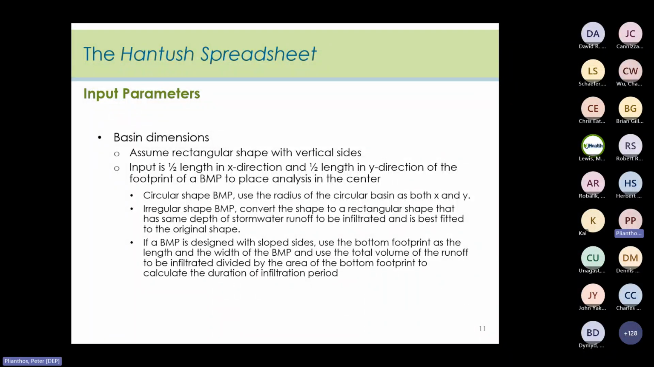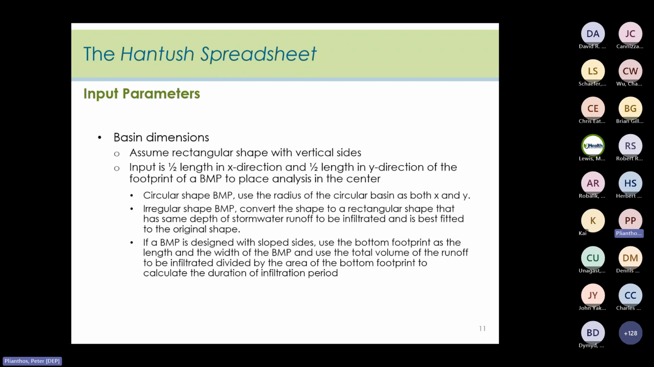Now for BMPs of other shapes, like for circular shaped BMPs, you're going to want to use the radius of the circular basin as both X and Y. For irregular shaped BMPs, you're going to want to convert the shape to a rectangular shape that has the same depth of stormwater runoff to be infiltrated and is best fitted to the original shape.